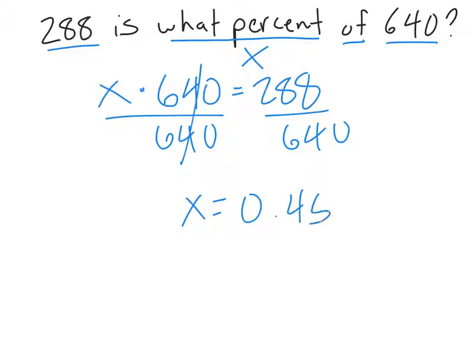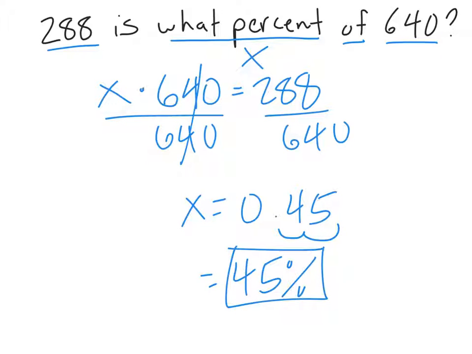0.45. But remember, this is kind of where people forget to do this very last step. X was a percent, and we just got 0.45. Our job is to turn this into a percent. So we're going to move the decimal twice to the right. So this is actually 45%. Right, so 288 is 45% of 640.